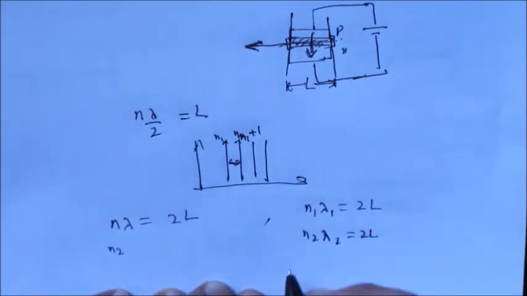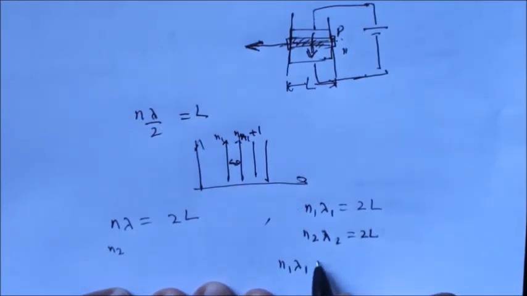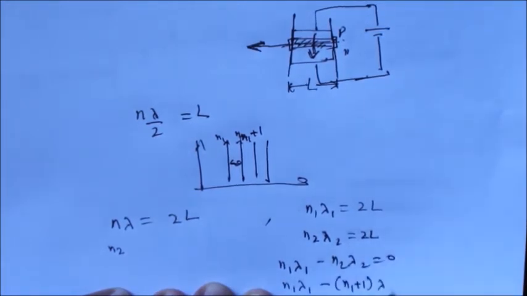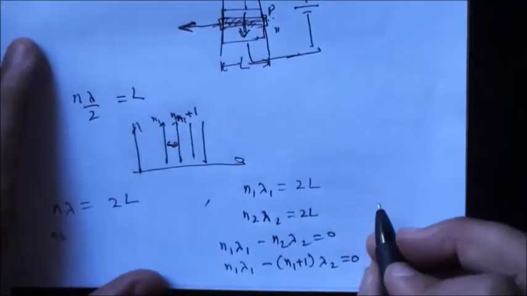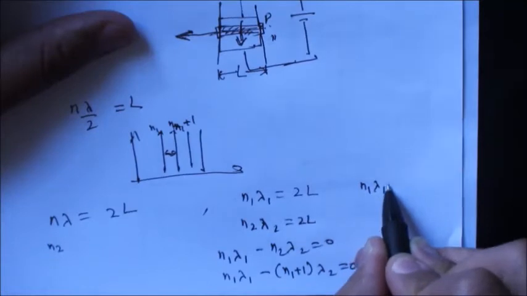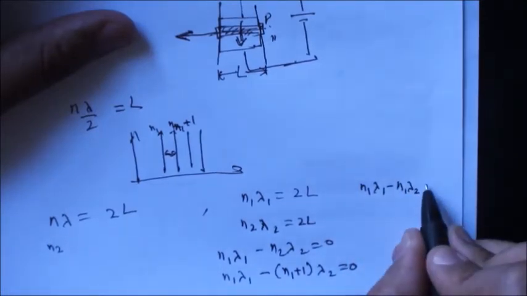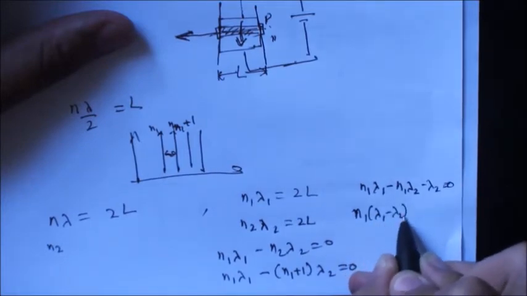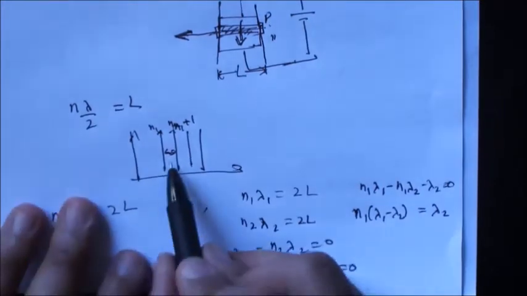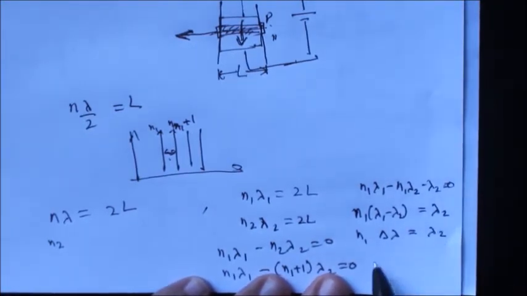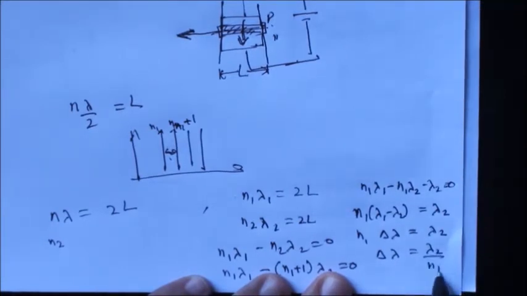Now if we subtract these, then n1 lambda 1 minus n2 lambda 2 equals 0, where n2 is just n1 plus 1. So what do we get from this? n1 lambda 1 minus n1 lambda 2 minus lambda 2 equals 0. That means n1 times (lambda 1 minus lambda 2) equals lambda 2. Now suppose this is the mode spacing. Let me term this delta lambda, so n1 delta lambda equals lambda 2. Now delta lambda equals lambda 2 by n1.